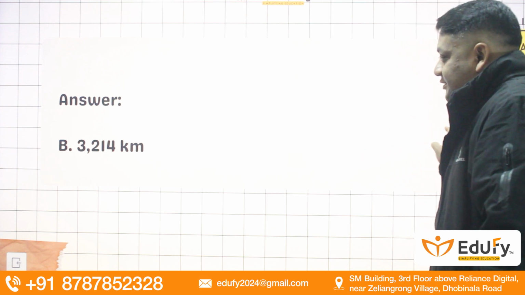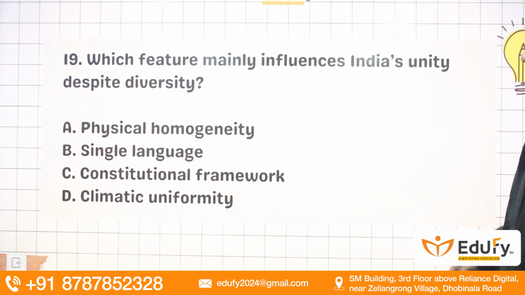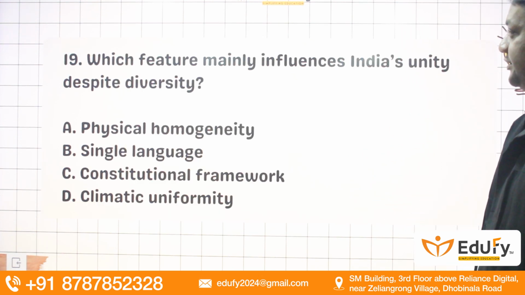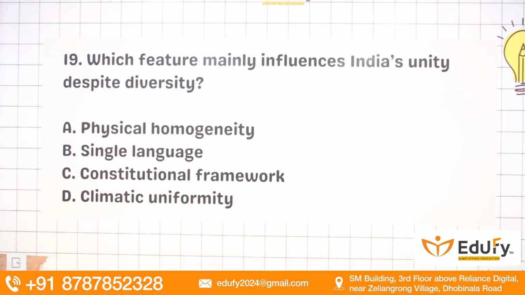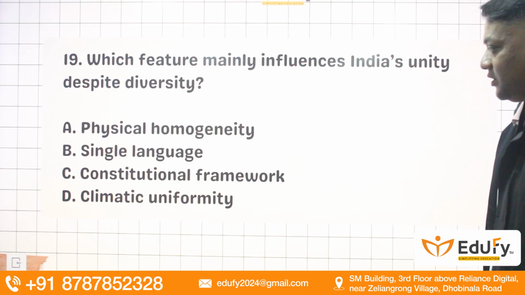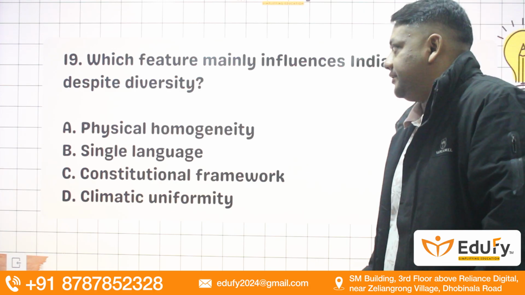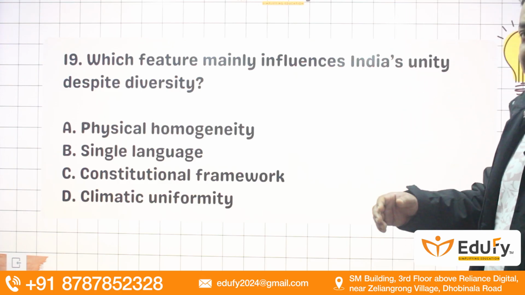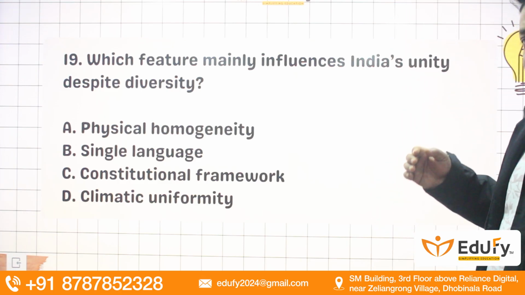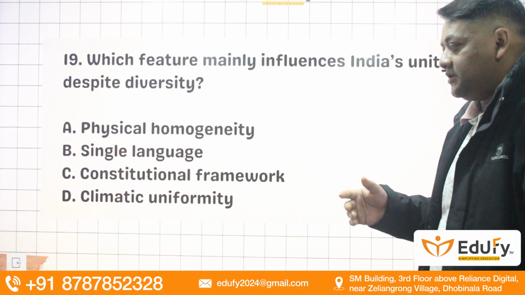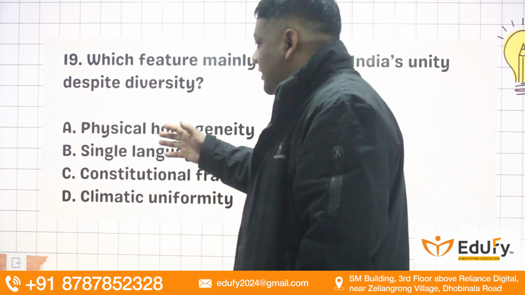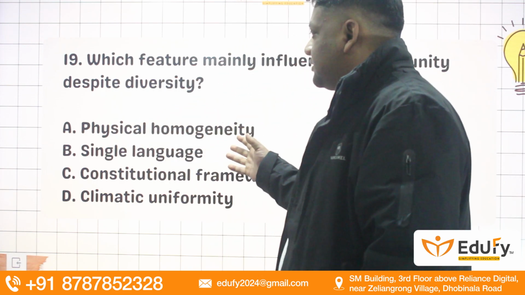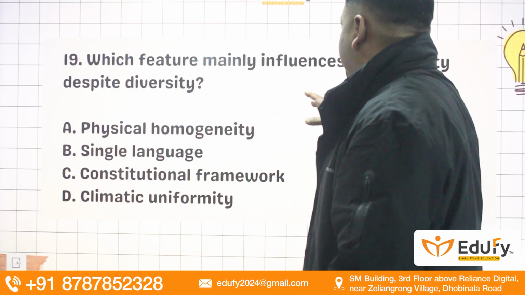Okay. Next question. Which feature mainly influences India's unity despite diversity? Physical homogeneity, single language, constitutional framework, or climatic uniformity. Remember, India is a very diversified country. Every 15-20 kilometers, there is a change in language, culture, and customs. India, being a very vast country, has very high diversity.